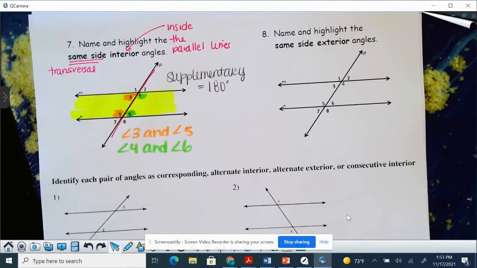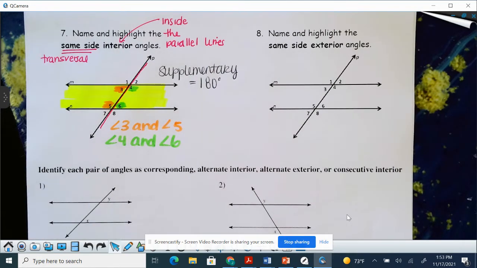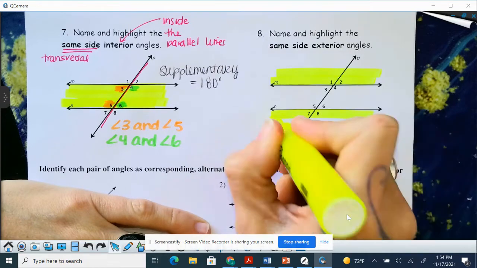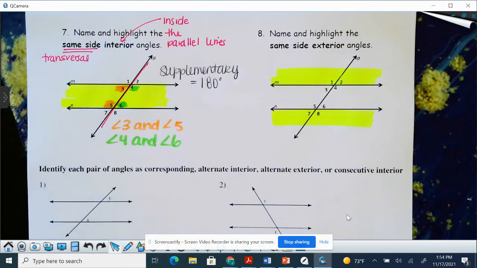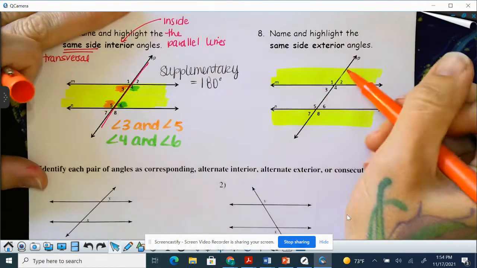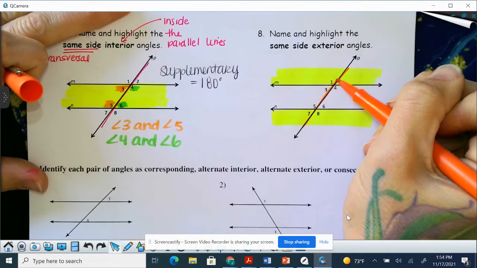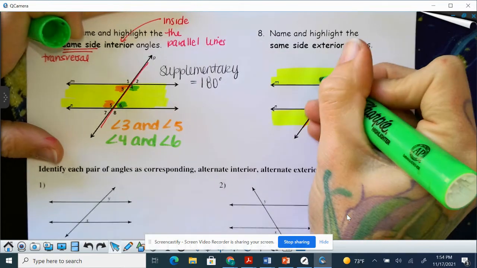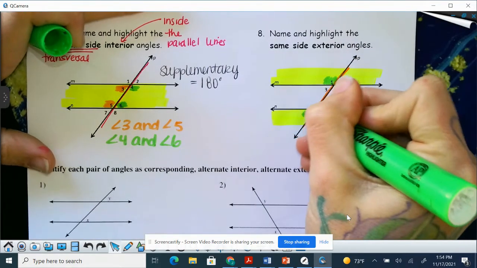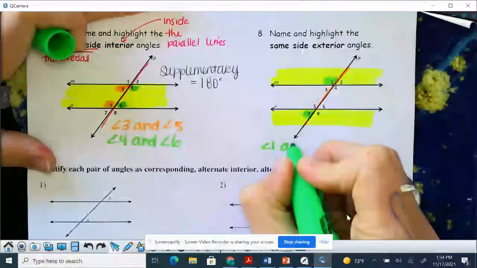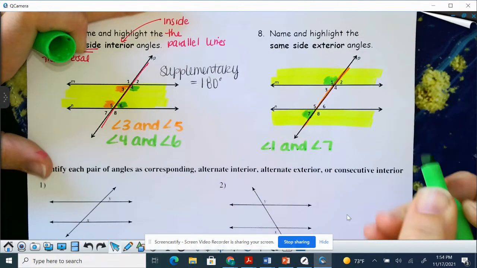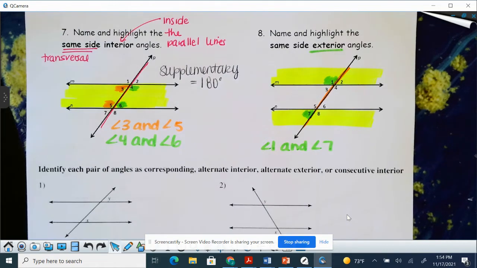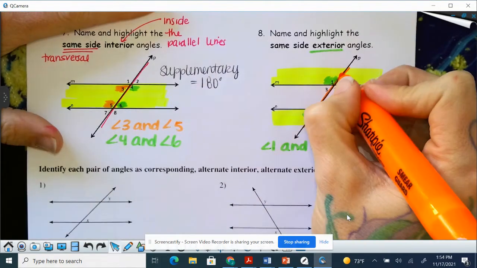Then same side exterior. So same side still referring to your transversal. Exterior being on the outside of those 2 parallel lines. It's going to be on the same side of your transversal. So thinking about this line. So we're using 1, 2, 7, and 8. So 1 and 7, angle 1 and angle 7. So exterior being on outside, same side of the transversal. And then 2 and 8.